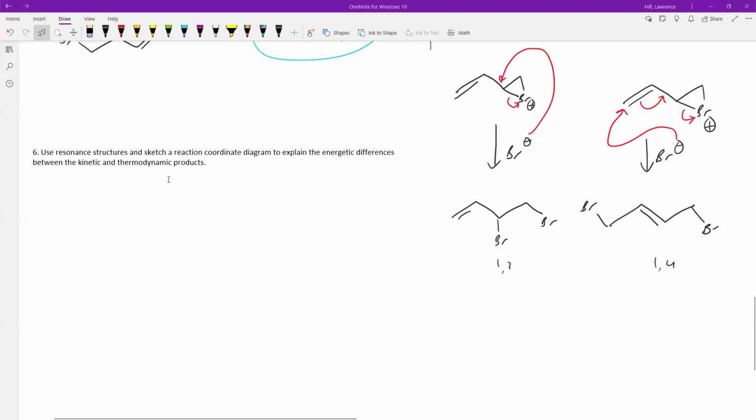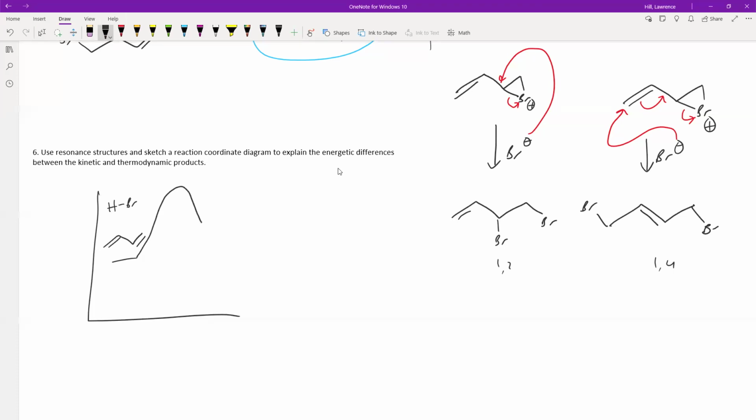So for number 6 on the worksheet, use the resonance structures and sketch a reaction coordinate diagram to explain the energetic differences between the kinetic and thermodynamic products. And here we'll just think about 1,3-butadiene. And so if we have 1,3-butadiene, it has some energy. It's going to go through some activation. And here we're thinking about adding, let's say, HBr. So there's some activation energy to get to the carbocation intermediate and bromide as a byproduct.